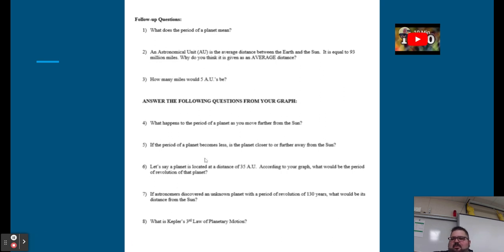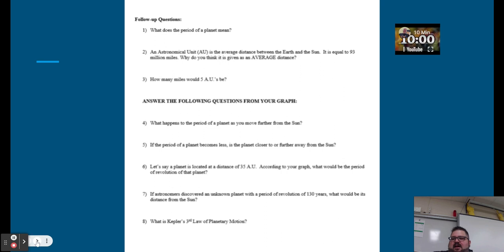Now, there are a couple of questions here, number 6 and number 7. Let's say we mysteriously find a planet that is 35 AUs from the sun. What would its period of revolution be? Or if we found a planet with a period of revolution of 130 years, what would the distance be?